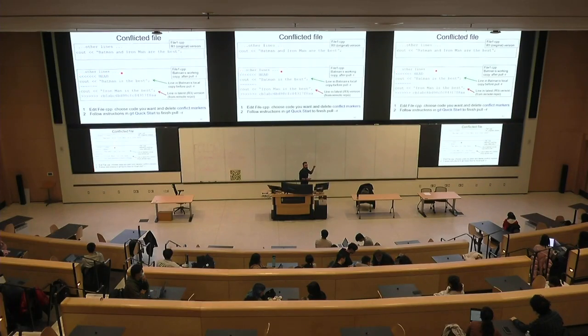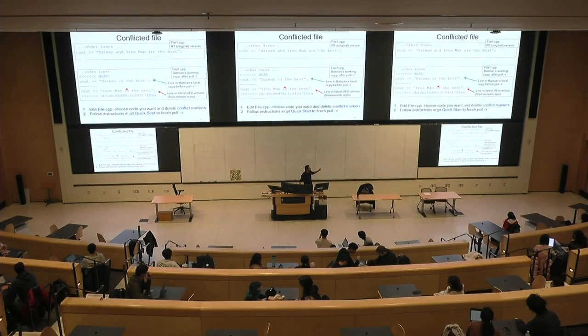This tells us that the head of the repository points to a copy that has this line. So, sorry, the head points to the working copy. So Batman, when Bruce was trying to merge his changes, he saw that he added this line. His head points to this, while the remote repository points to whatever is next to the greater than sign. Okay, so on the remote we have Iron Man is the best. Locally we have Batman is the best.